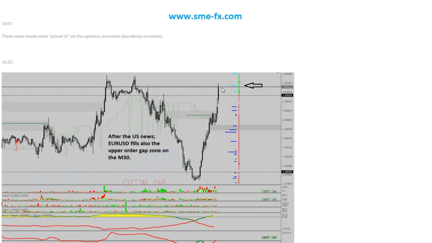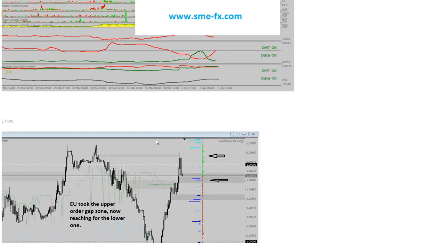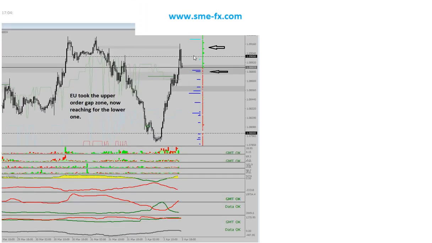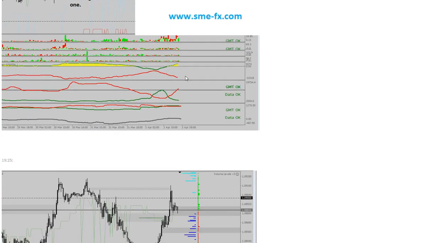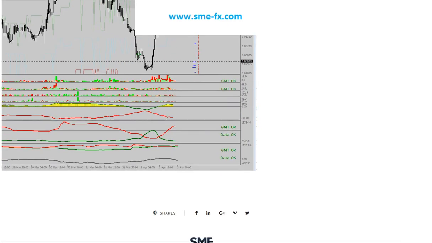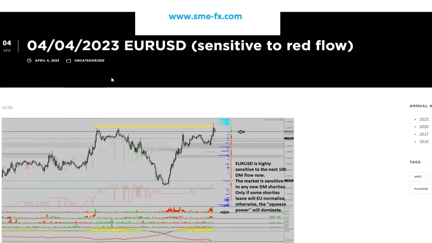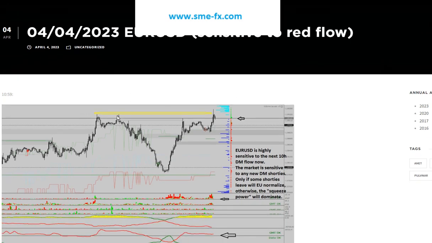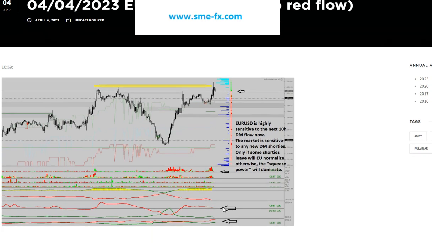Boom. Okay. After the US news, they were slightly bad for the dollar. Then look at that, to the pip, pull back down, filled this lower zone, okay? And now things a little bit more complex. On the 4th, like I wrote here, look, it took the highs against the shorties, but with an ongoing squeeze.